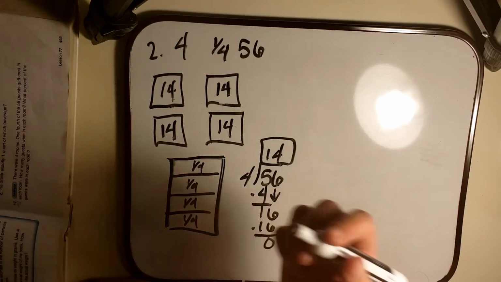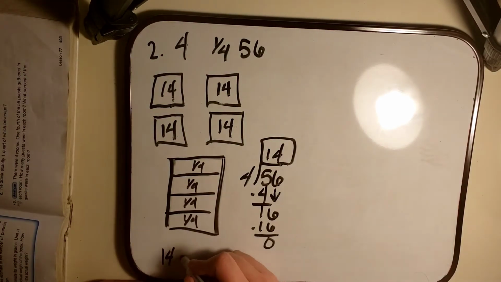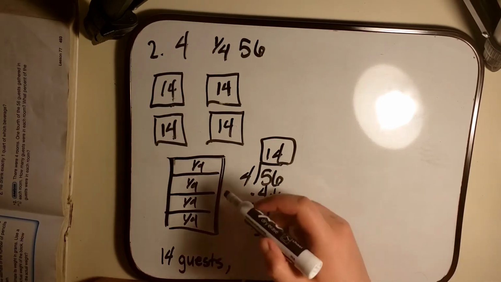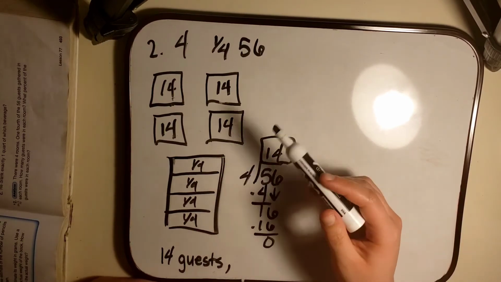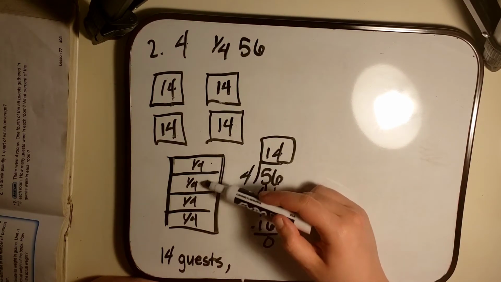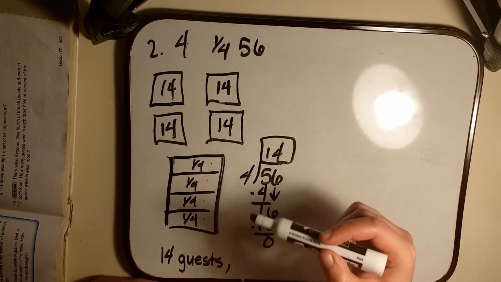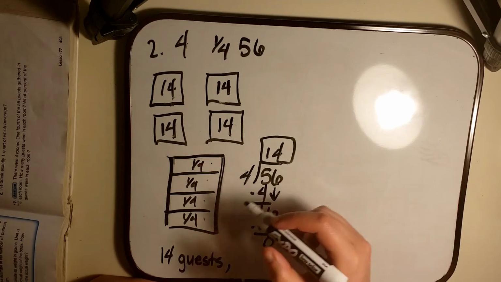So, how many guests are in each room? 14, and we need to label it because it's asking specifically guests. Then we put a comma. It also is asking what percent of the guests were in each room. So what percent? Remember this is kind of like quarters? So if we have 4 quarters, that's 100, right?